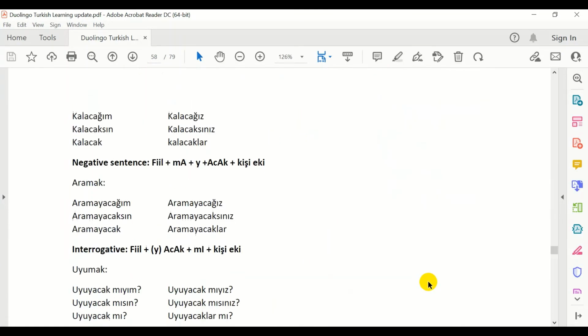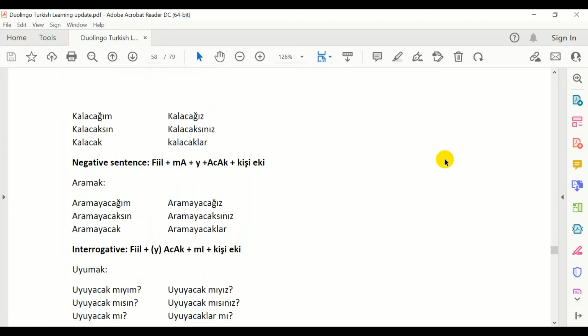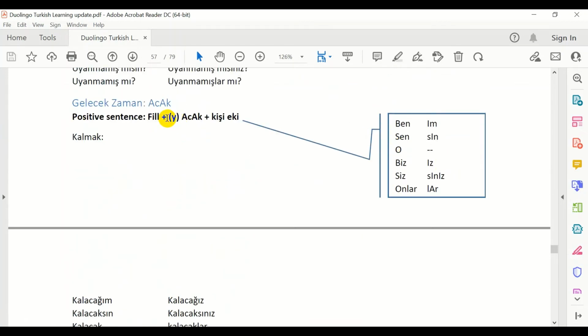Now let's see some more examples here. Uyumak means to sleep. Uyuyacak mıyım? See here, this k is remaining because here it starts with m, but here it starts with a vowel letter. So you know them. Uyuyacak mıyım? Uyuyacak mısın? Uyuyacak mı? And you can continue this way. If you know the positive sentence, it means you know the question form as well, because you can add the question suffix before the personal suffix.